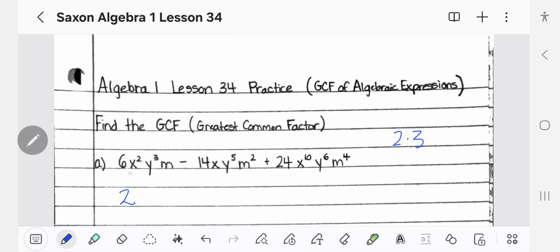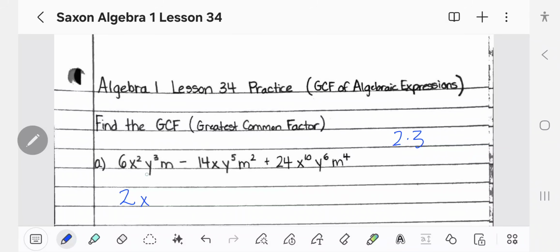Then we're going to look at our variables. We've got the x squared and the x and the x to the 10th. Well, it's going to be the one with the least power, or the highest power they have in common, which is going to be your least power if they have that variable in common.